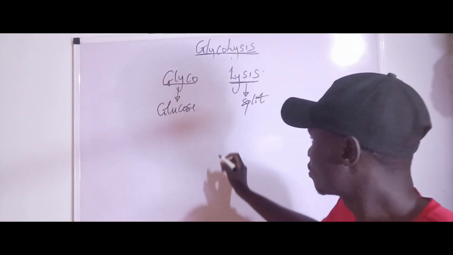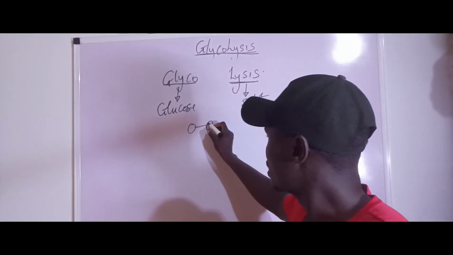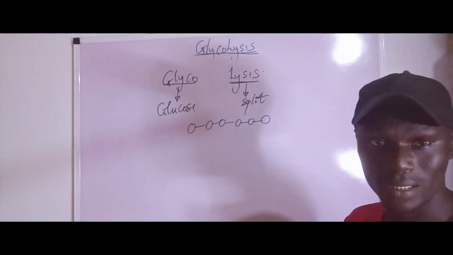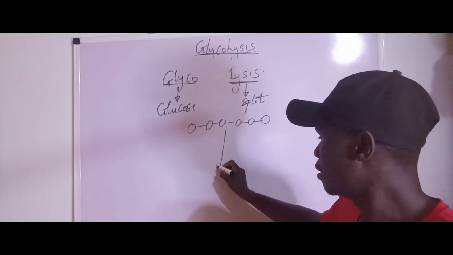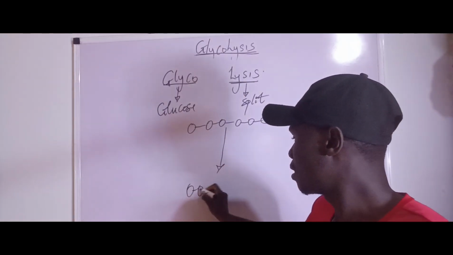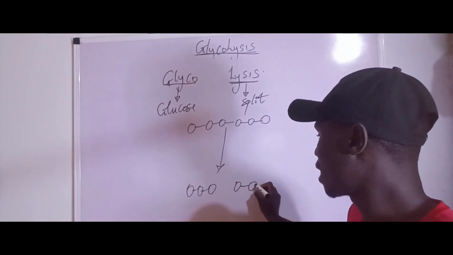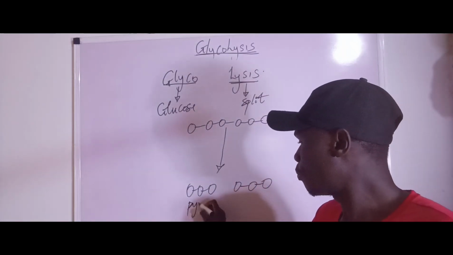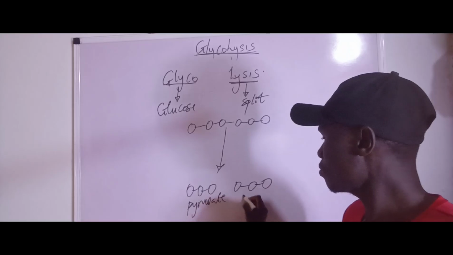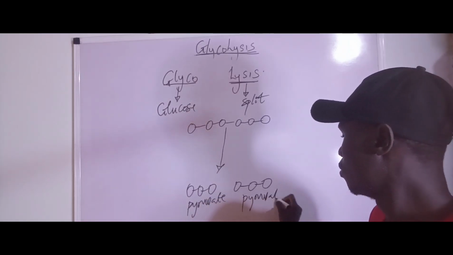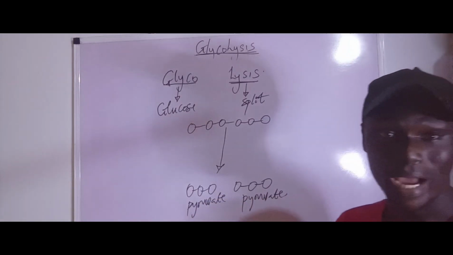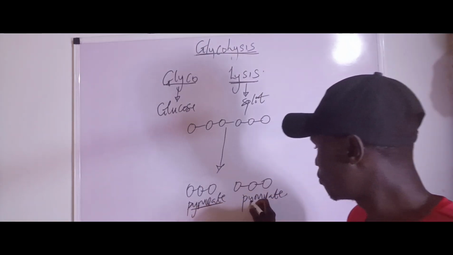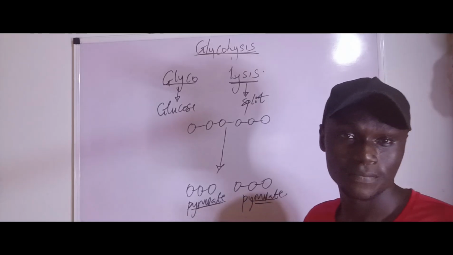Glycolysis means the splitting of glucose. Glucose is a 6-carbon molecule. If I do glycolysis, I will split it into 2 equal halves, and each half will contain 3 carbon. This 3 carbon is what we call pyruvate. So at the end of glycolysis, we should be able to get 2 molecules of pyruvate, 3 carbon each.